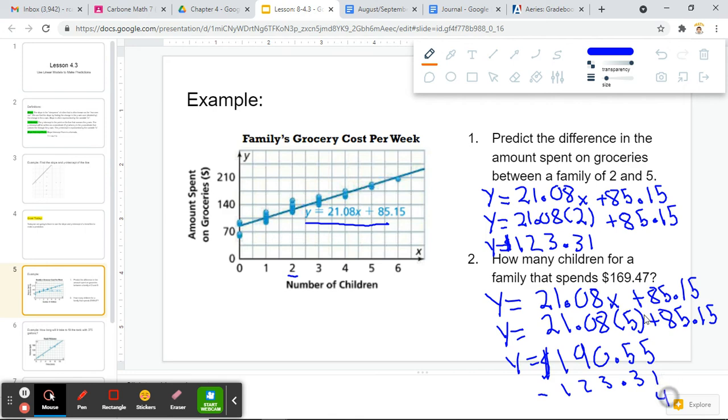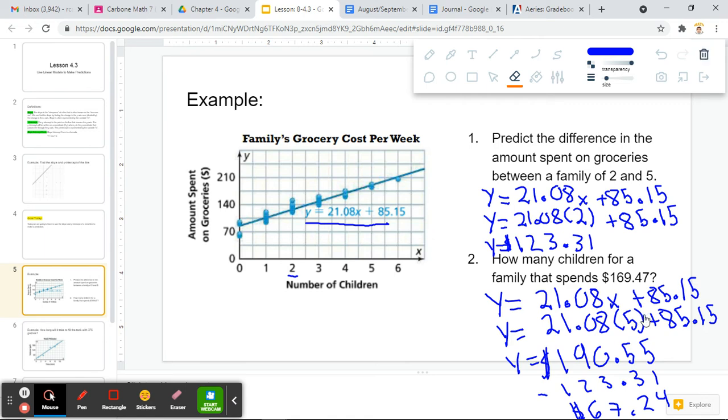So 5 minus 1 is 4. 5 minus 3 is 2. 10 minus 3 is 7. We'll have to borrow here, so this will become an 8. 8 minus 2 is 6. And 1 minus 1 is 0. So the difference in the cost here between these two was $67.24. All right, so I need to erase some of this here to make room.